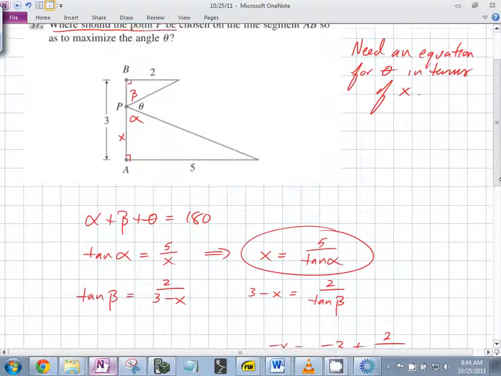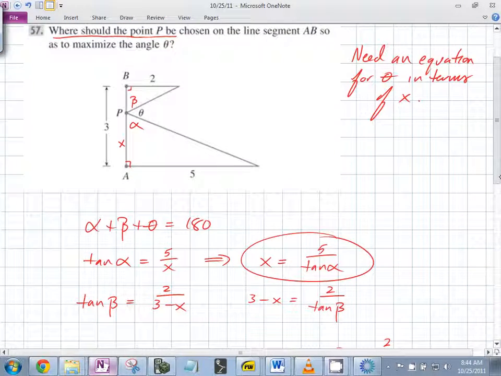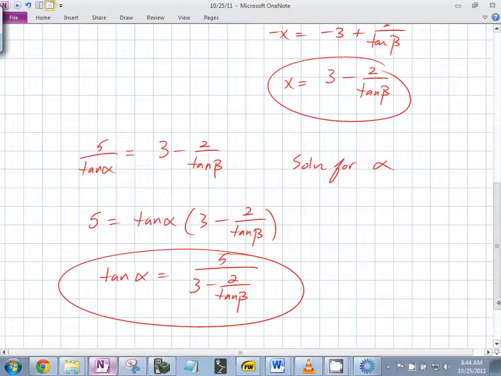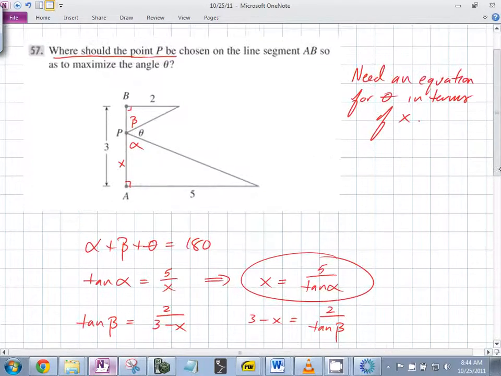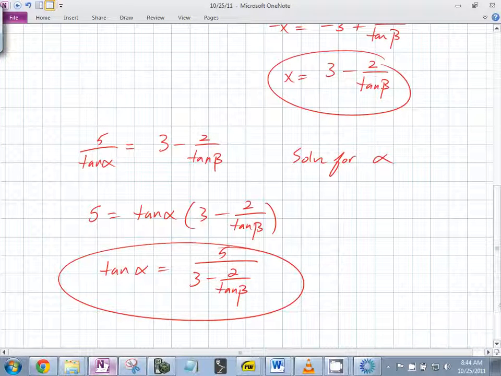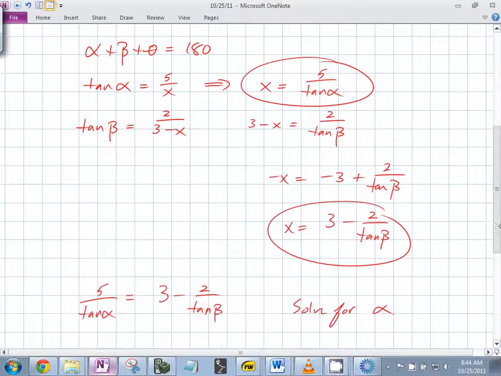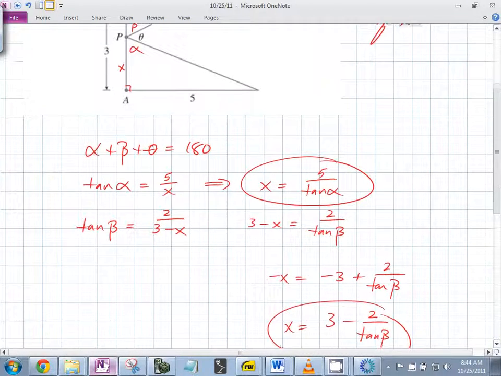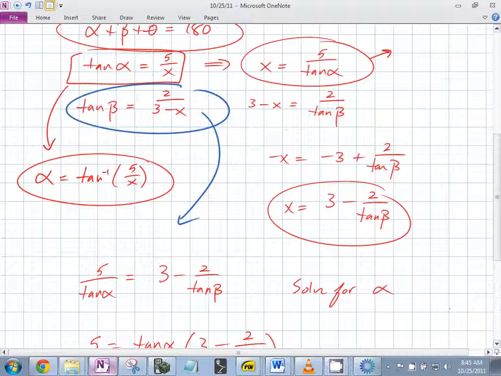Let's keep meandering here. We need theta in terms of x, right? That's what we were trying to figure out. What next? What should we do now? Write the equation in terms of theta. That's what we're trying to do. That's correct. So now that you have beta, beta is equal to tan inverse of what?